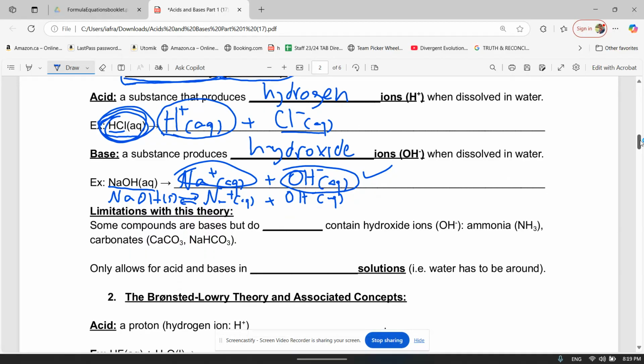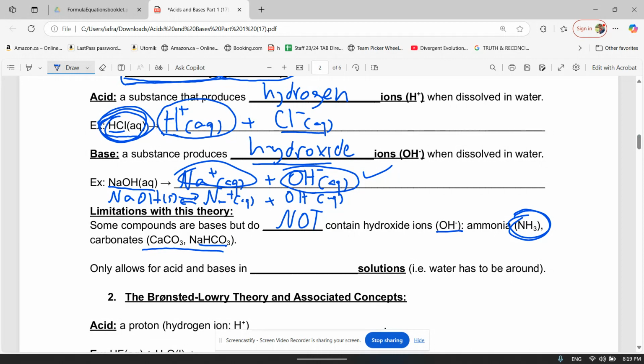Now, there are several limitations with this theory. The first limitation is that there are some compounds that are basic, but they don't contain hydroxide. So under the Arrhenius theory, essentially any base would have to contain hydroxide to make hydroxide. But there are some compounds like ammonia or carbonates or bicarbonates that actually are basic. They have a pH above 7, and they don't contain hydroxide. So Arrhenius theory can't explain that.